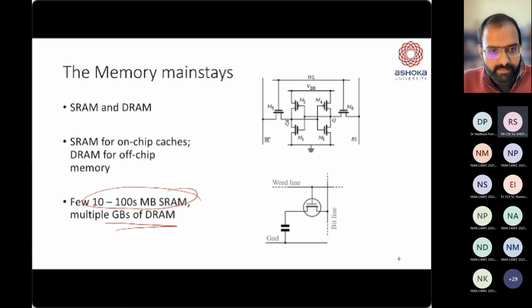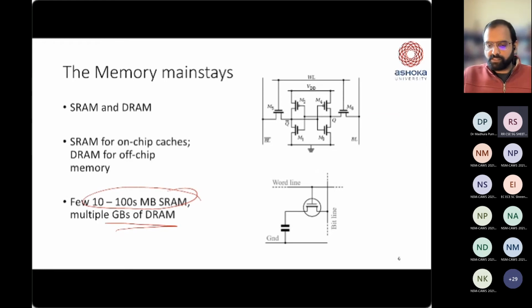Sorry? Consumes more area. Okay, what else? I mean, SRAM is clearly faster, right? System design is a bit more complicated for SRAMs. Okay. SRAM is volatile. SRAM is volatile, DRAM is also volatile. So there is no clear winner there in terms of that particular metric. Anything else?